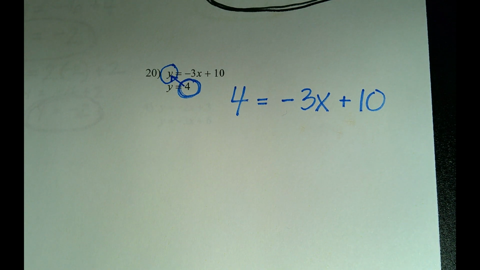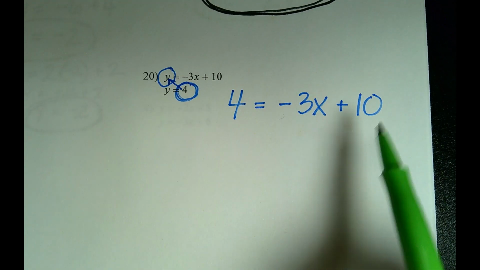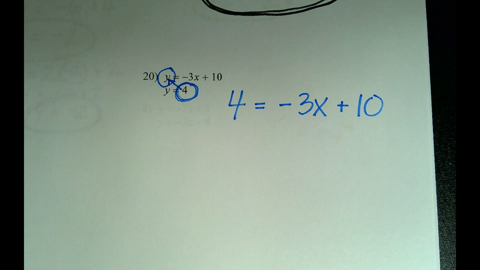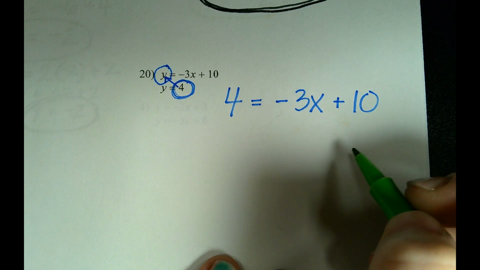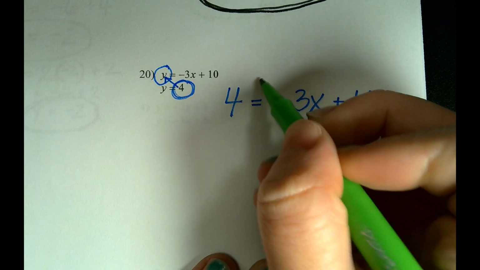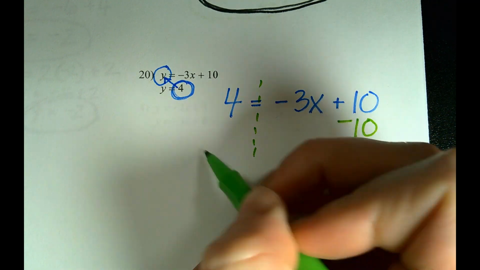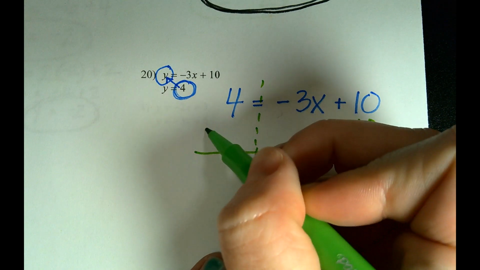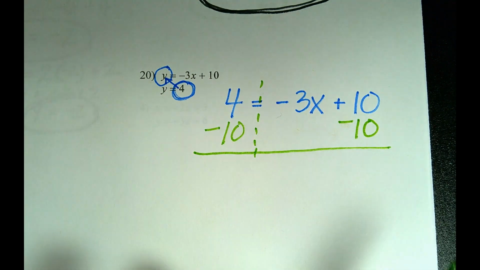Okay. So now that we've got that set up, what steps could we take to solve for x? Minus 10 on each side. There's the equal sign. So I'm going to subtract 10 over here as well.